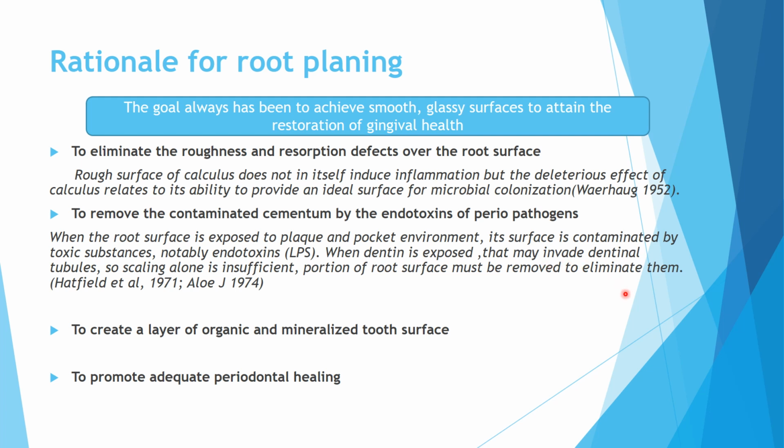So that is the second rationale for root planing, and the third one is to create a layer of organic and mineralized tooth surface. All these cytotoxic changes will be removed from the root surface, so they can create a layer of organic and mineralized tooth surface. And the fourth point is that by removal of all these root surface changes from the tooth, it can lead to new attachment, that is healing will be better. So that is to promote adequate periodontal healing.